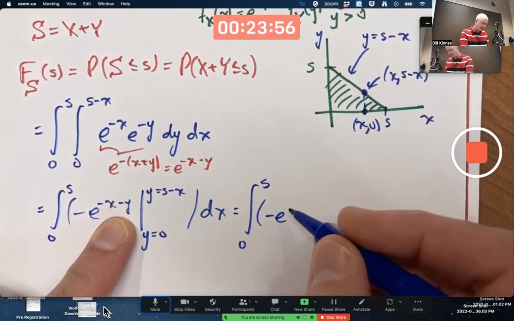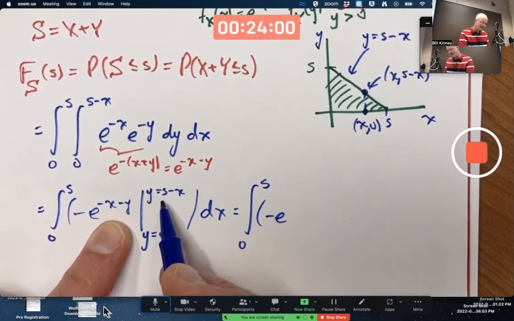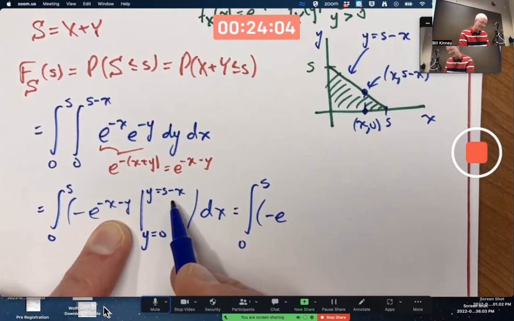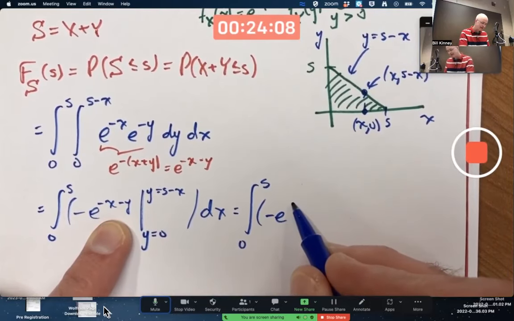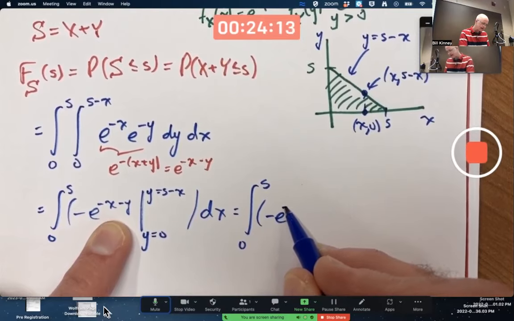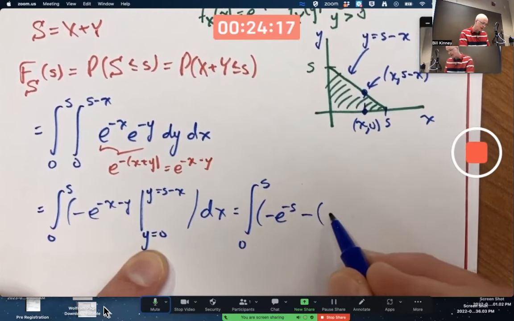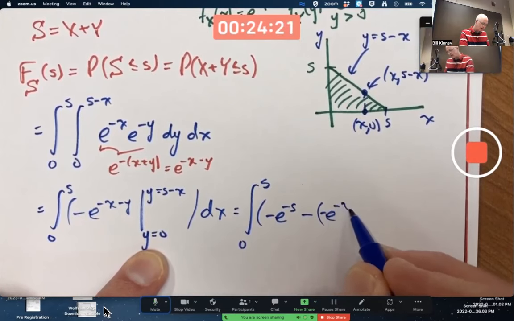If you plug it in place of y, you get negative x minus the quantity s minus x. That's negative x minus s plus x. The x's are going to cancel. You'll just be left with minus s, right? Minus s. Then subtract what you get when you plug in y equals 0. You get that.